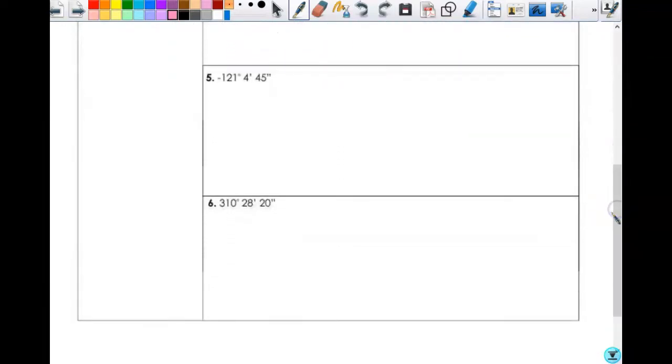So let's look at number 5. So this is a negative number, but I'm still going to add everything together. You don't turn this into subtraction or anything. You just let that negative sign carry along through everything. So this is going to give me negative 121 plus, I'm going to take this 4 and I divide it by 60. That reduces, I don't even care because I'm about to put it in the calculator, plus 45 divided by 3,600.